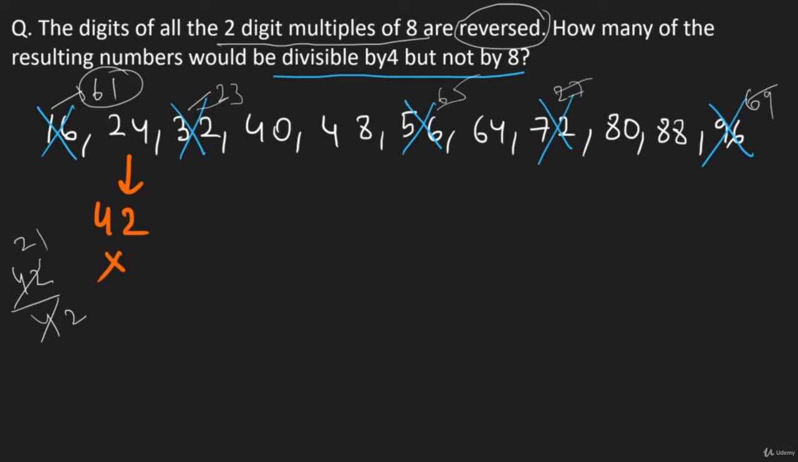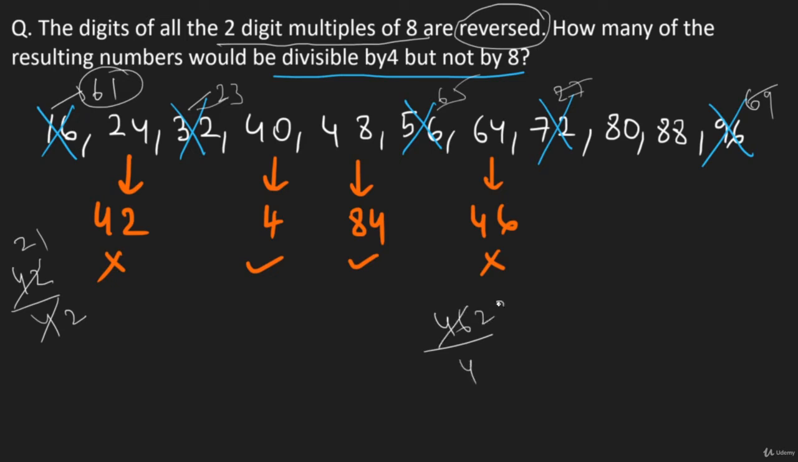What about 40? If I reverse the digits, I get 4. 4 is divisible by 4 and not by 8. So it satisfies the condition. Similarly, 48 gives me 84. 84 is divisible by 4 but not divisible by 8. So these two satisfy the given condition. What about 64? If I reverse 64, I get 46, and 46 is not divisible by 4. So the given condition is not satisfied, right? Because 46 by 4 is the same as 23 by 2, and that is not perfectly divisible.